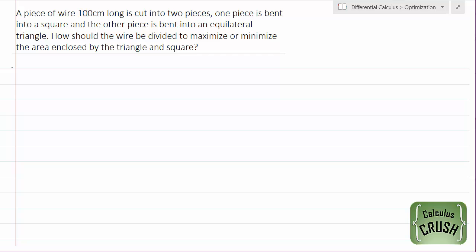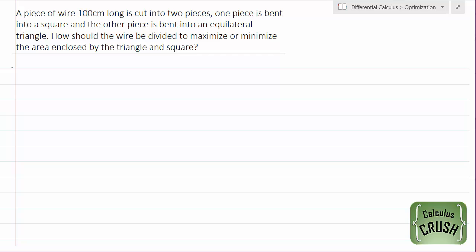Today we're going to be doing an optimization problem. The basic idea for an optimization problem is to determine some kind of relationship, take the derivative of that relationship, set it equal to 0, and figure out the maximum or minimum values.